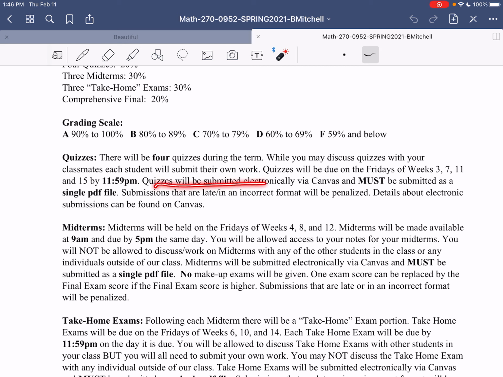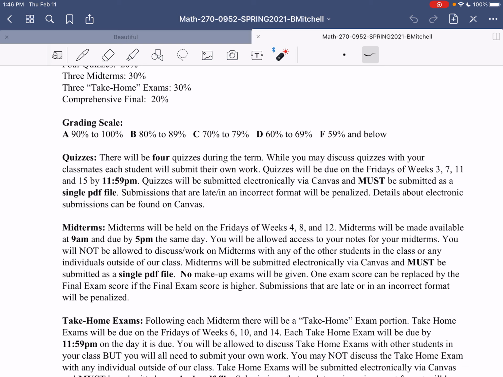Quizzes will be submitted electronically via Canvas, so there'll be a Canvas assignment, and you'll submit your document as a single PDF file. That means, again, you'll either be using some sort of electronic device like a tablet to create your solutions document, or you'll be writing your work by hand and then using a scanning app to create a PDF and submit that via Canvas. Be aware that submissions that are late or in an incorrect format will be penalized.